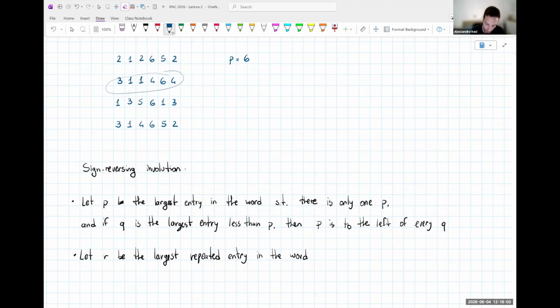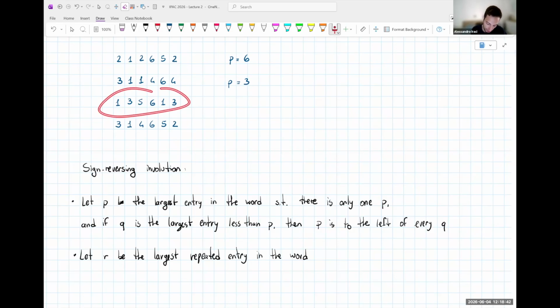In this second picture here, the largest entry smaller than 6 is 4, but one of the 4s is to the left of the 6. So 6 is not a candidate for P. 4 is not either because there's more than one 4, but 3 satisfies the requirements because all the 1s, which is the smallest entry, the largest entry smaller than 3, appear to the right of that 3. So in this case, we have P equals 3.